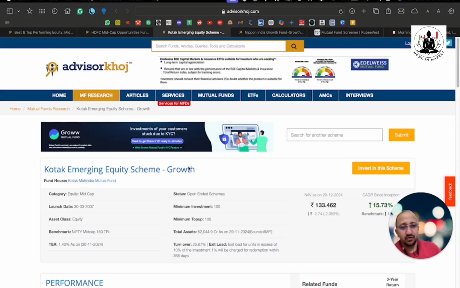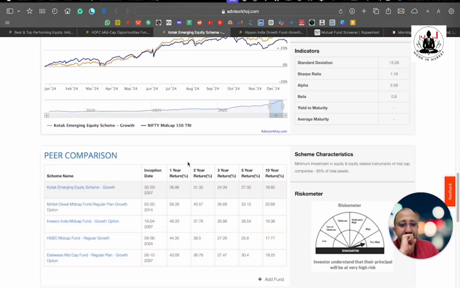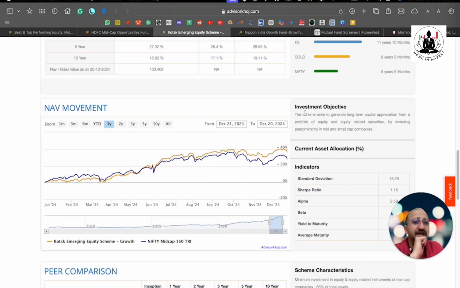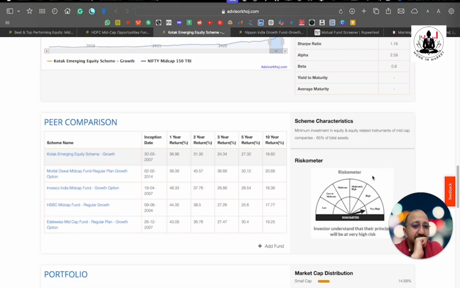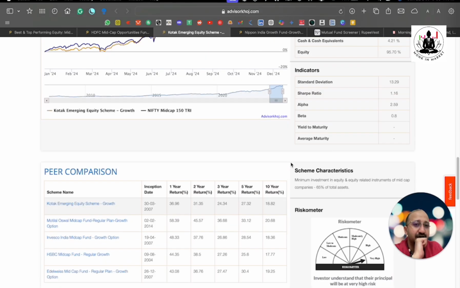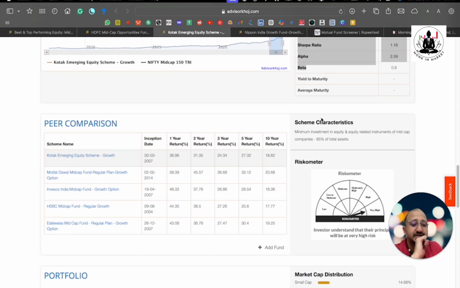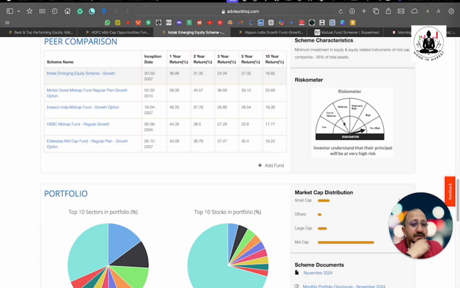So, guys, one more thing that you should be seeing over here is that you should be reading the investment objective, right? You should be seeing what is the risk capability. We are going to discuss indicators like Sharpe ratio, alpha, beta, what they are, in the coming slides. But we are going step by step. We need to see the riskometer, what is the risk, right?